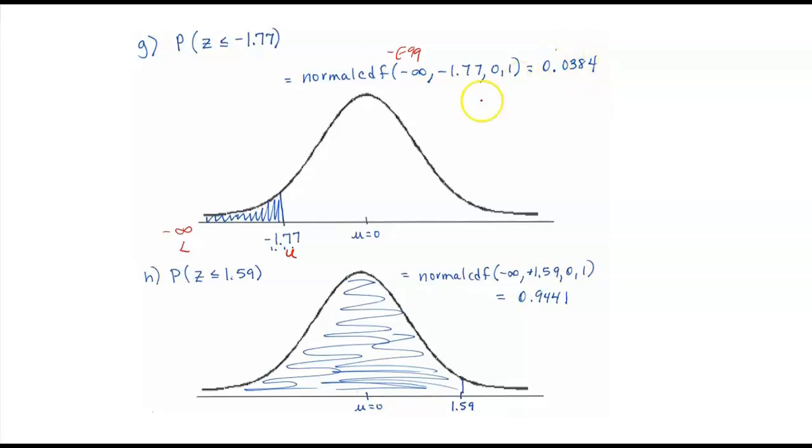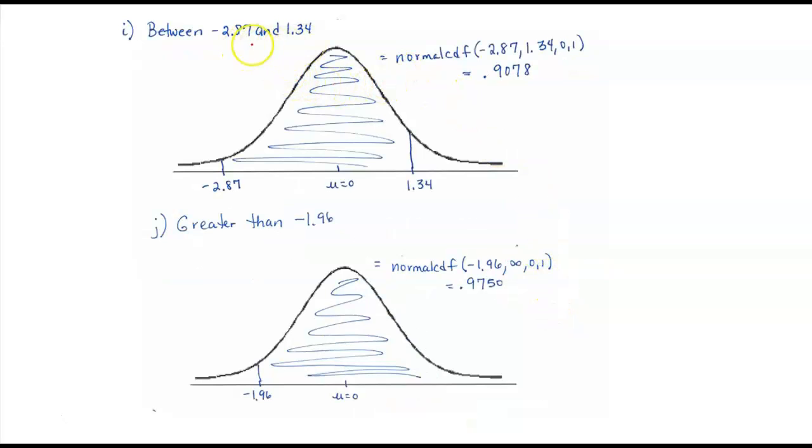The next one is less than 1.59. So even though 1.59 is way over here, because this is a less than, I still shade all of this in. So I'll do from negative infinity. So starting at the left, this will be my lower bound and my upper bound. So lower bound will be negative E99 and then positive 1.59 for my upper bound.